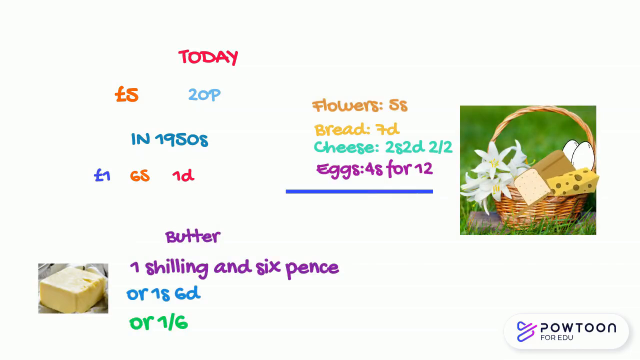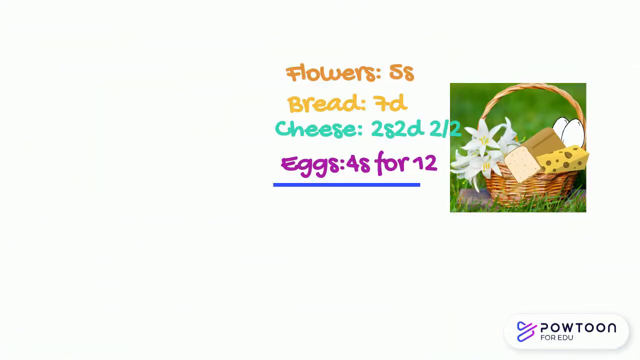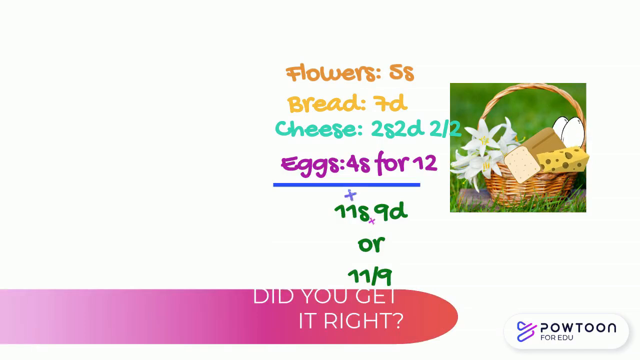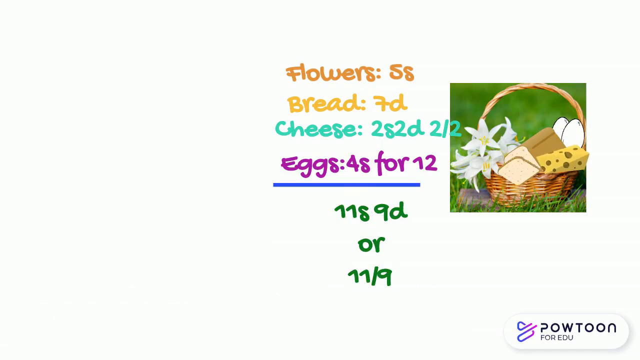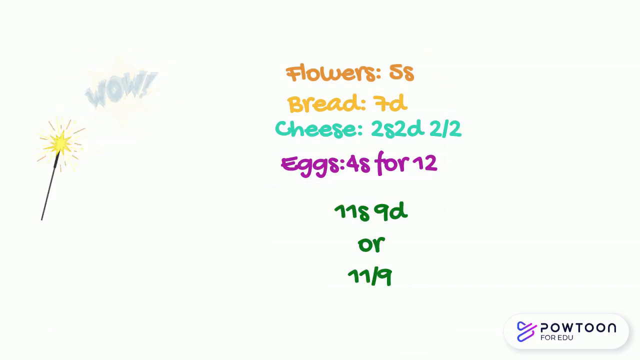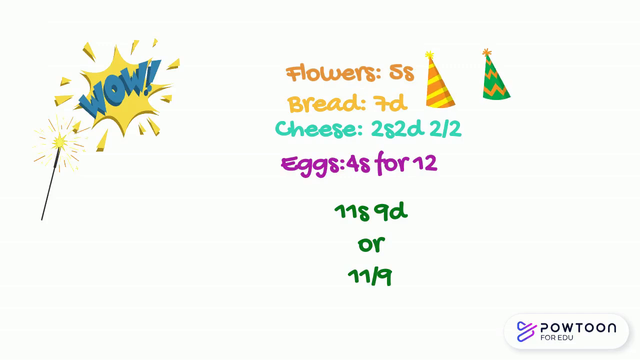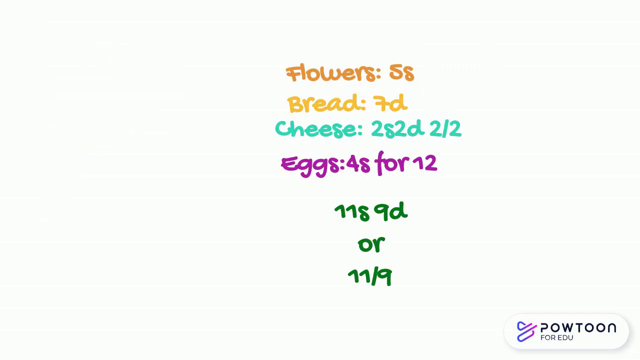And now let's look at this shopping basket and let's see if we can do a little bit of 1952 shopping maths. And here is the solution. Did you get it right? How can you actually read this amount of money? What's the price? What's the total? So the flour is 5 shillings, the bread is 7 pence, the cheese is 2 shillings, 2 pennies, and the eggs are 4 shillings for a dozen. And the total is 11 shillings and 9 pence. How close are we to a pound?